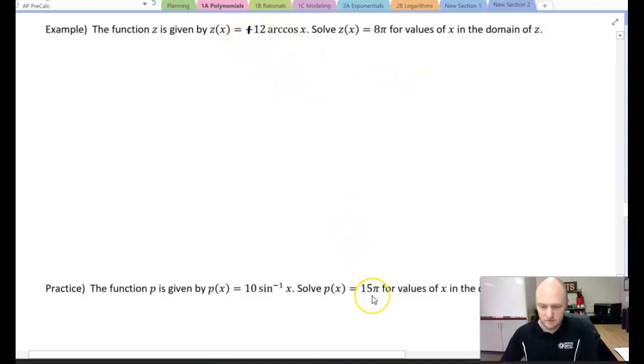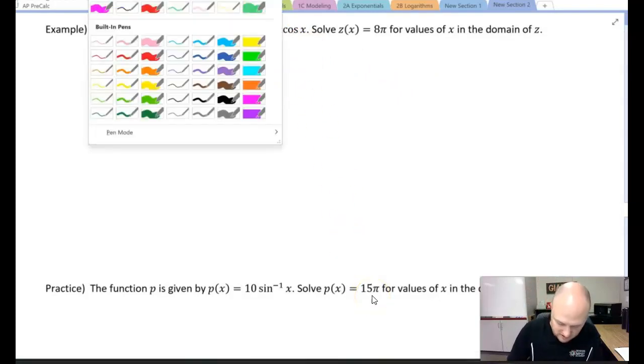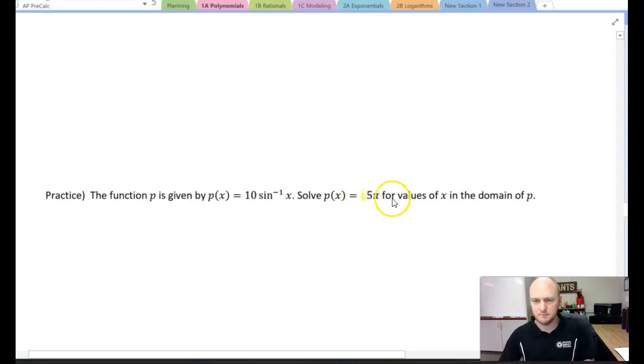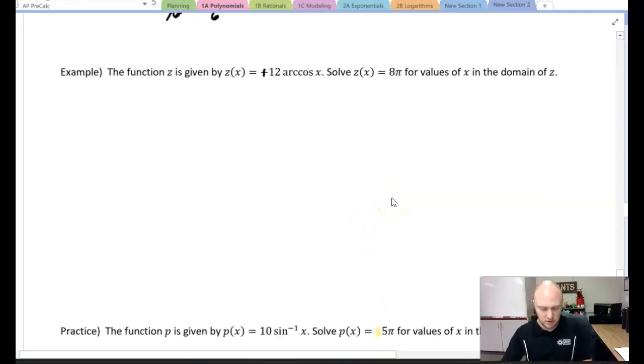And then down here for this 15, go ahead and take your white out. Where's my white? Oh, shucks. We'll go yellow. We'll see if we can get rid of that 1. We're just going to make it a 5 pi for this practice problem down here, just so these problems work.